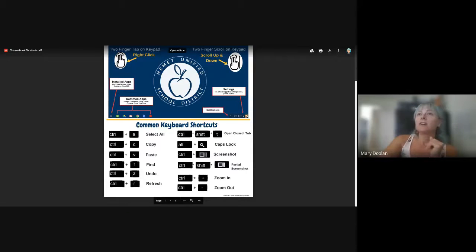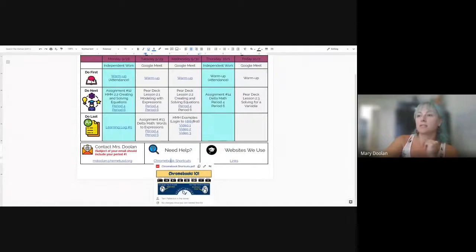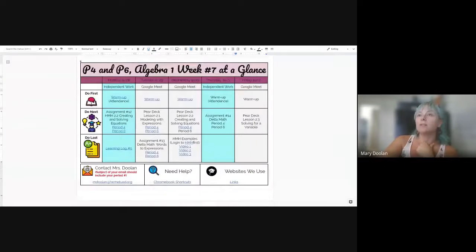Okay, so that was just in your week at a glance. It's a hyperlink to those shortcuts. And we're going to go ahead and start our lesson on creating and solving equations. Your essential question is, how do you use an equation to model and solve a real-world problem?